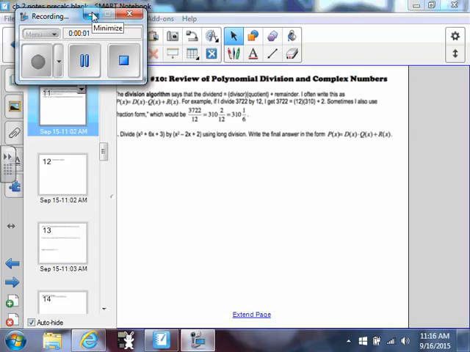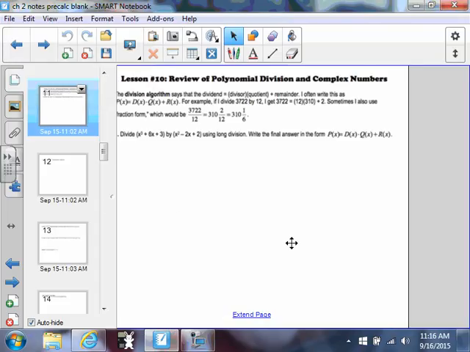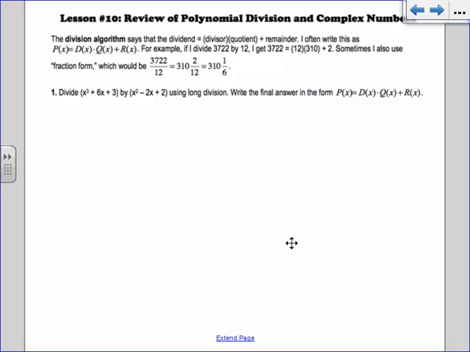All right, here we go. So lesson number 10 is a little review of polynomial division and complex numbers. So again, these are all kind of topics. A lot of chapter 2 is a little bit of review of algebra 2.